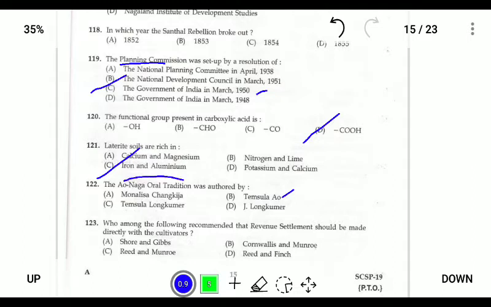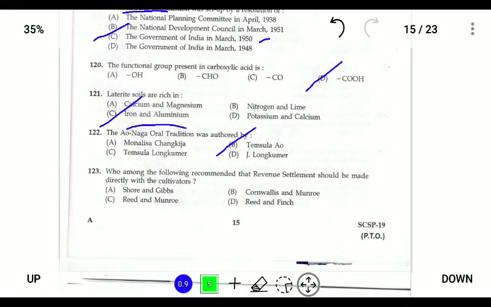Next, the Aonaga oral tradition was authored by. So the Aonaga oral tradition was authored by Dr. Tumsila Ao, who also served as the chairman of the Nagaland Women's Commission. Next, who among the following recommended the revenue settlement should be made directly with the cultivators?